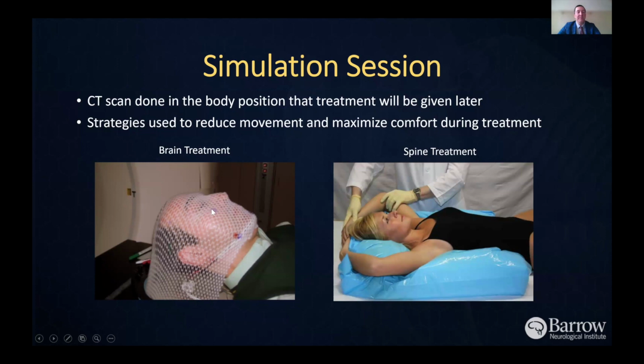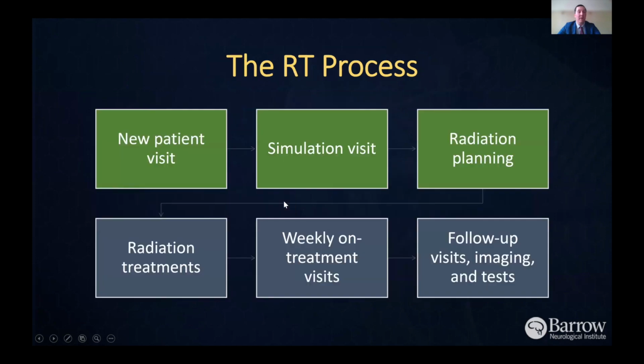This takes about 20-30 minutes or so. It's custom made, and then they go home. This would be an example of maybe someone who's getting a spine treatment. But again, we use radiation throughout the body to treat all sorts of different things. And so there's different devices that we use to keep people on the exact same spot during the treatment. And so that's kind of the simulation. It's kind of like the dry run.